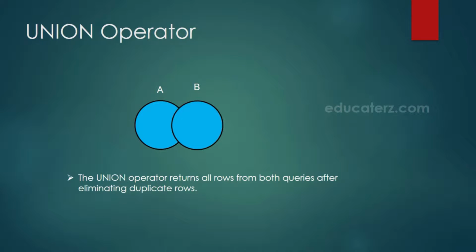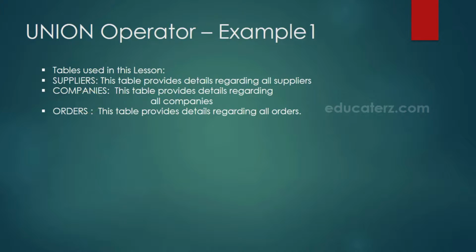Union operator. Look at this diagram. We have two queries, query A and query B. The union operator, A union B, will return all rows from both the queries after eliminating duplicate rows. Let us see an example using the union operator.